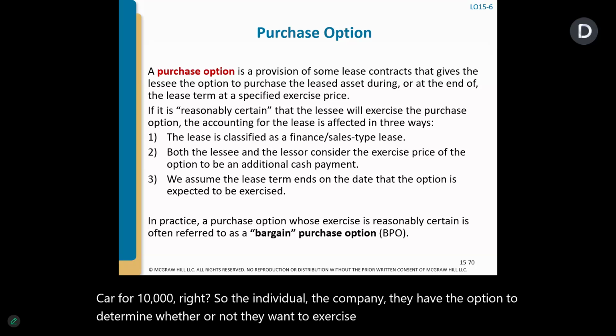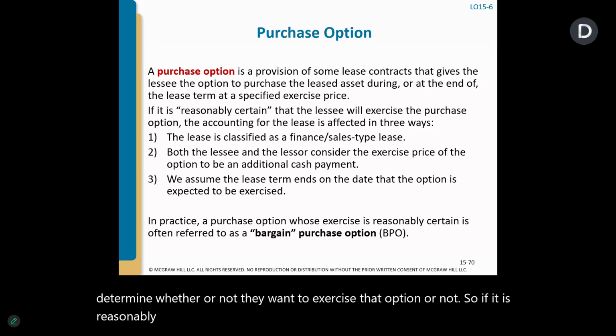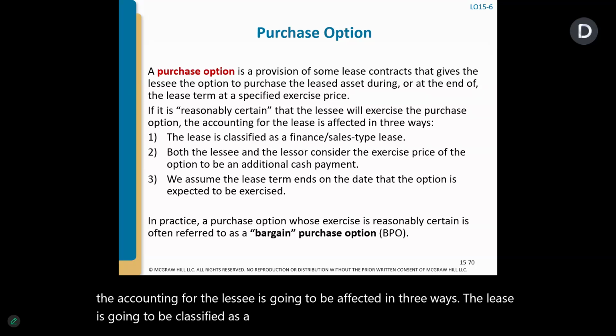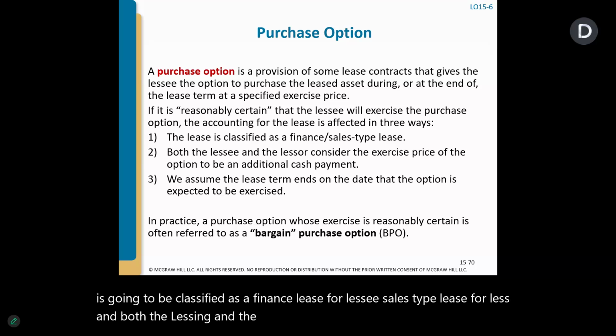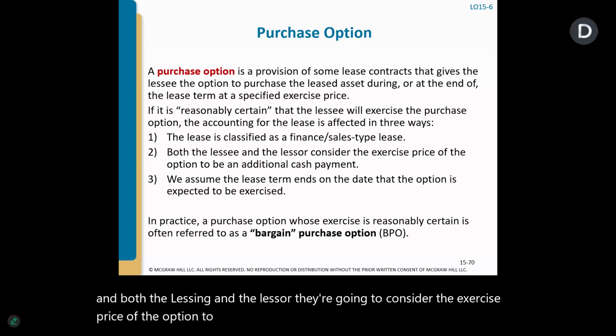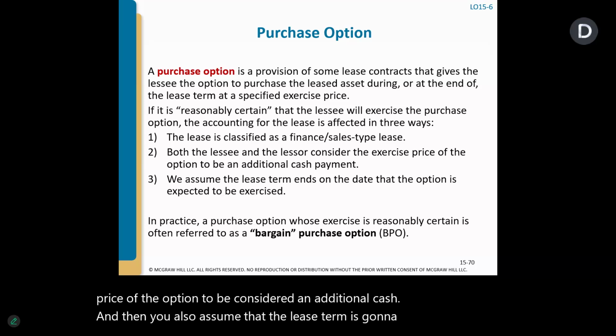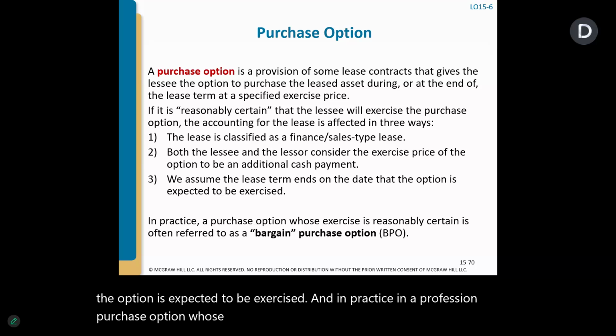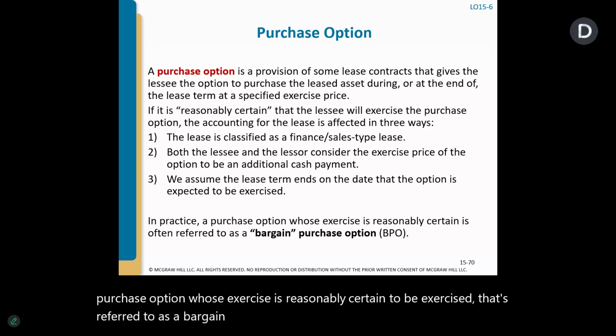If it is reasonably certain that the lessee is going to exercise the purchase option, the accounting is going to be affected in 3 ways. The lease is going to be classified as a finance lease for a lessee, and a sales type lease for a lessor. Both the lessee and the lessor are going to consider the exercise price of the option to be an additional cash payment. And you'll also assume that the lease term is going to end on the date that the option is expected to be exercised. In the profession, a purchase option whose exercise is reasonably certain is referred to as a bargain purchase option, a BPO.